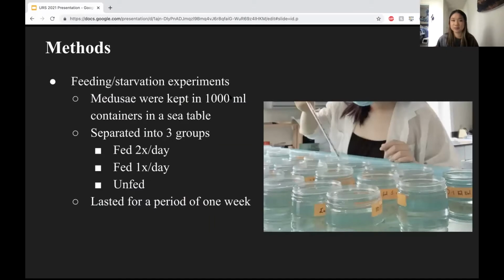And so for our starvation feeding experiments, we kept the jellyfish in seawater in these 100,000 milliliter containers on a sea table to help regulate the temperature. And they were separated into 3 groups: ones that were fed twice a day, once a day, and unfed.